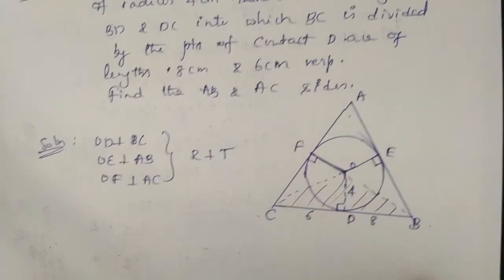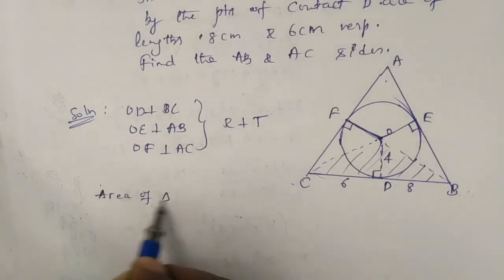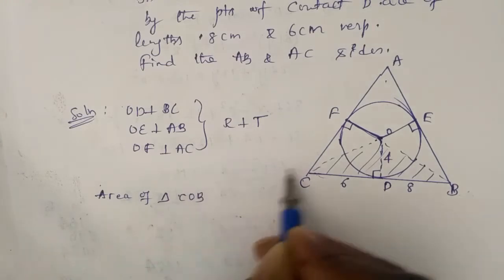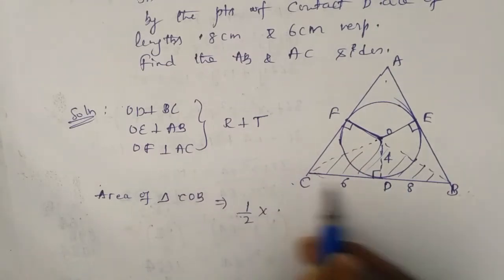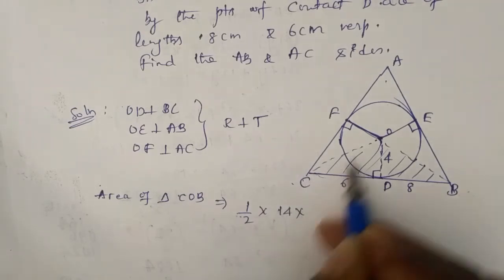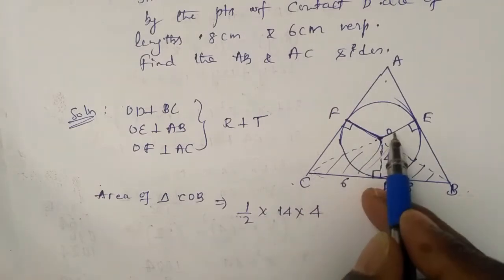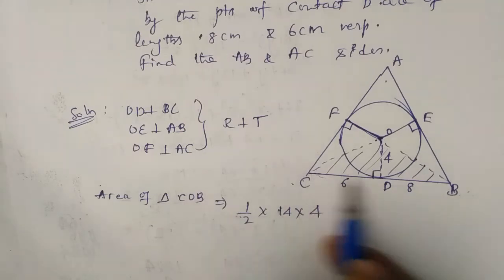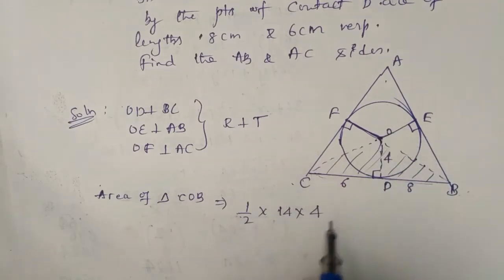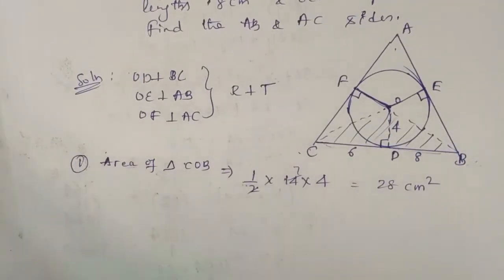When we join, we get a triangle. Look at here, this is the triangle obtained. In the triangle, area of triangle COB equals half into base, which is 14, into height, which is 4. Look at here, this triangle area I'm writing. Half into base 14, height 4, half into BH. So 2 and 7, it is 28 centimeters square. That is the area of COB.